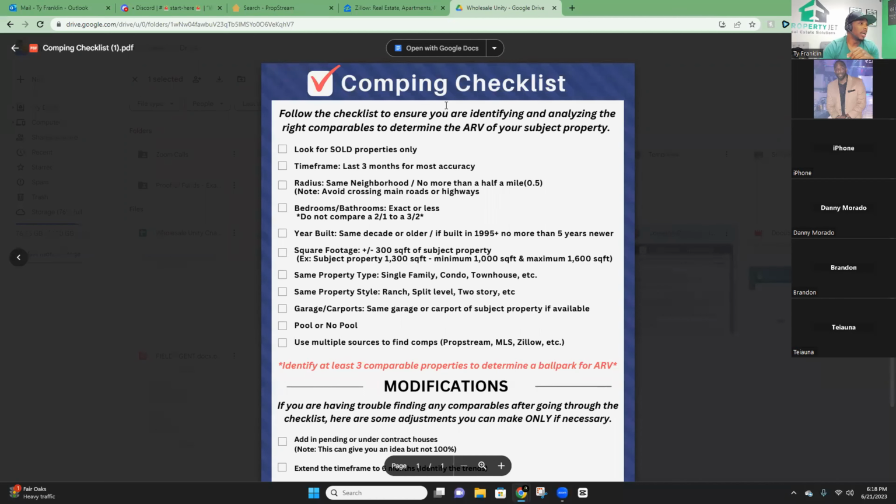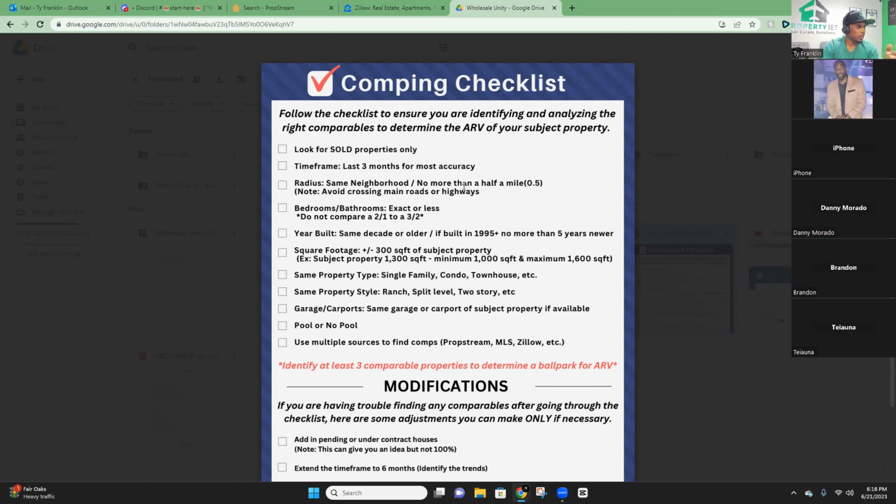Time frame. The time frame is very important. You want to look within the last 3 months for the most accuracy, right? We cannot be looking at comps that sold last year. The market changes every month. Values of properties go up and down in certain areas every month, every day, actually. So for the most accuracy, you want to look at properties that sold in the last 3 months.